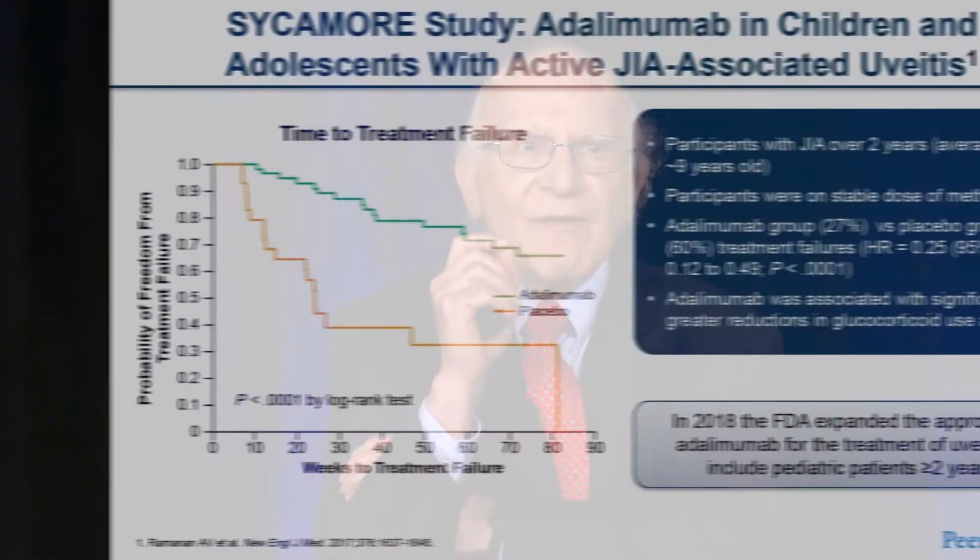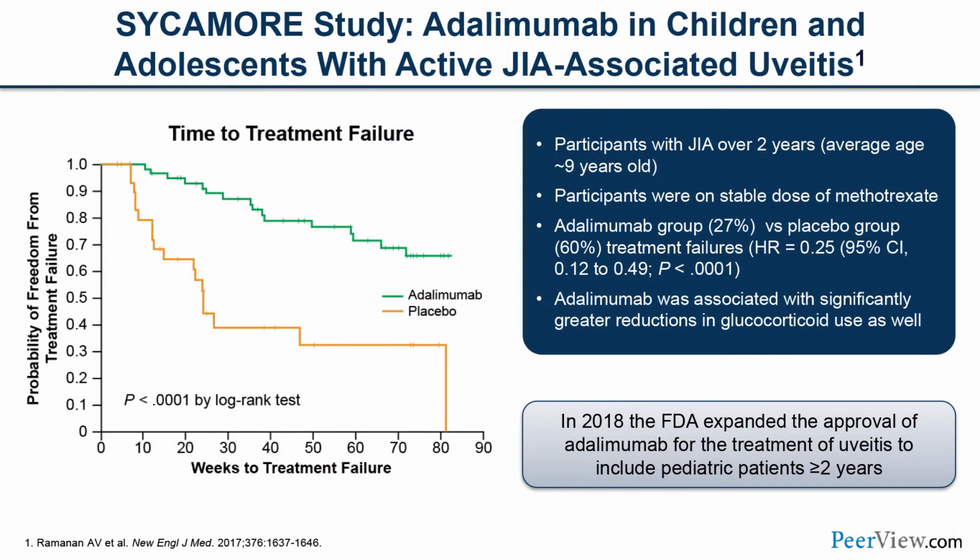There also is a really important study that was in the New England Journal called the Sycamore study. And the Sycamore study was for the uveitis associated with juvenile idiopathic arthritis. And again, when I started out in 1985, that was a blinding disease. The Sycamore study took children who had failed methotrexate. They were not adequately controlled with topical corticosteroids or methotrexate, and randomized them to either get adalimumab every other week or placebo. This study was stopped prematurely because it was so clear that adalimumab was superior to the placebo.